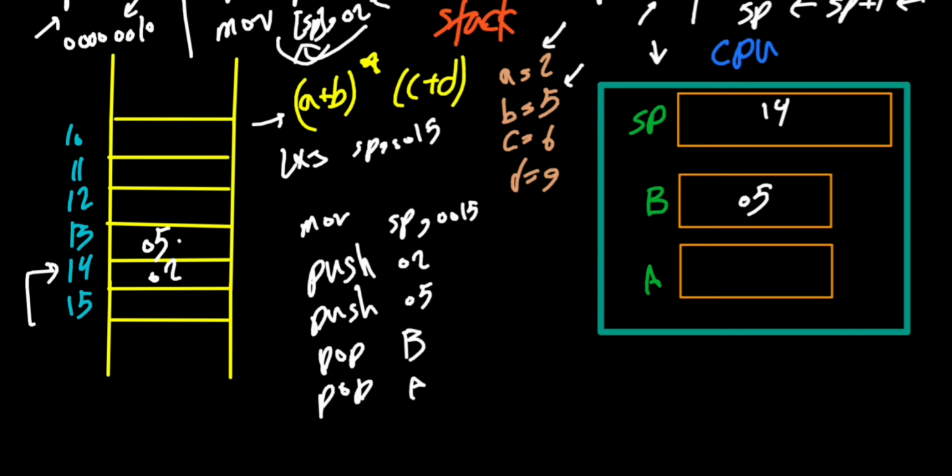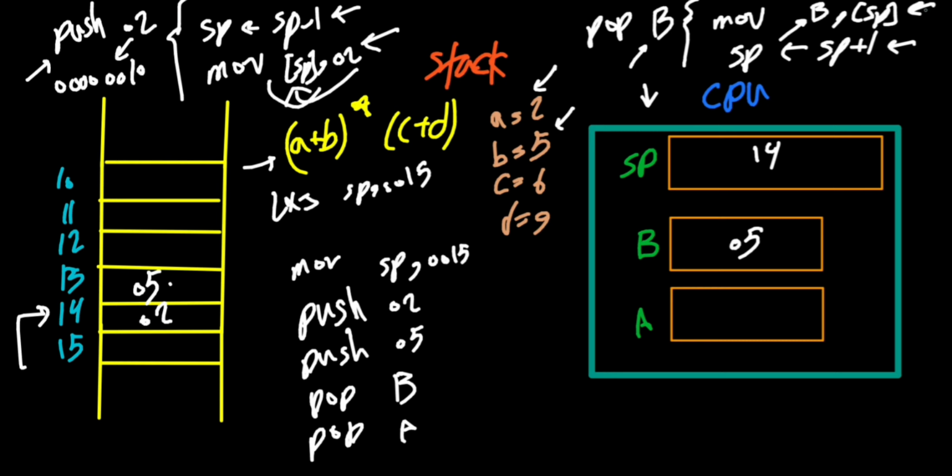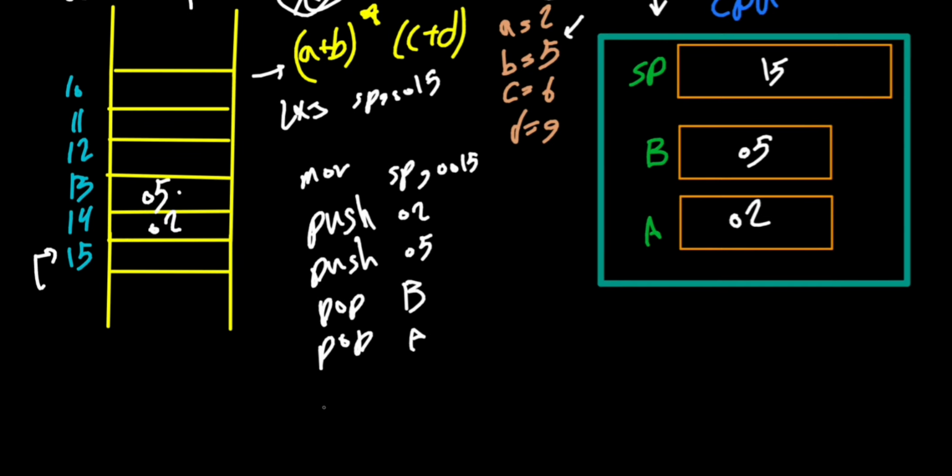What pop A means, again, the same two operations. Move whatever SP is pointing to to the argument of pop, which in this example is A. So SP is pointing to the location 14. Register A should be loaded with this value 02 and then increment the SP. Therefore, SP would now be equal to 15. And this is our top of the stack. Now we add them. Add B would mean A plus B should go inside the A. So 02, the A register, would be overwritten by their addition, which would be 7.